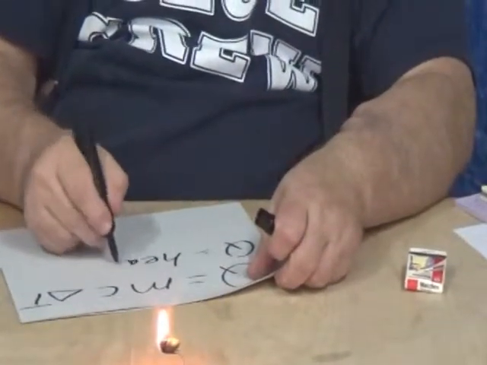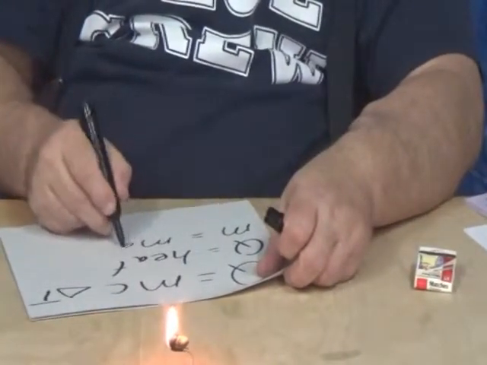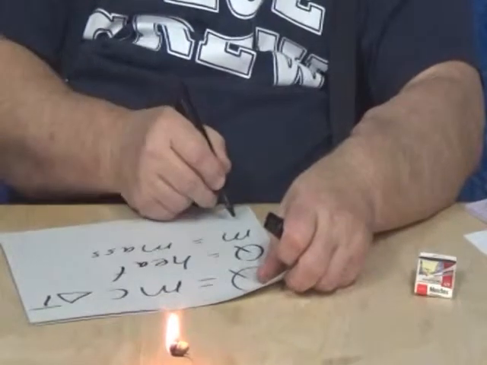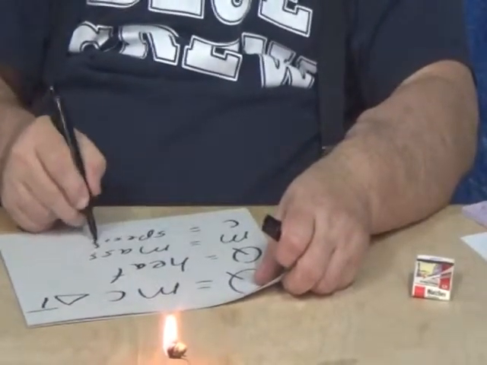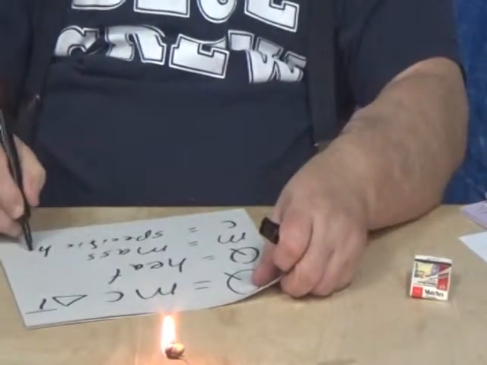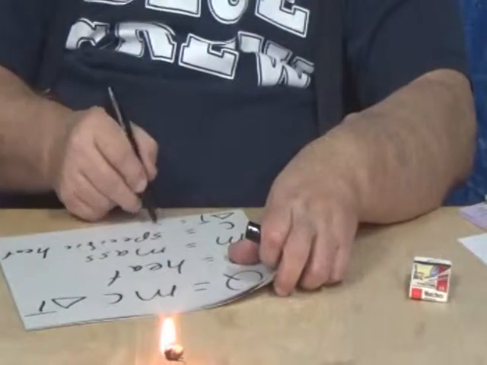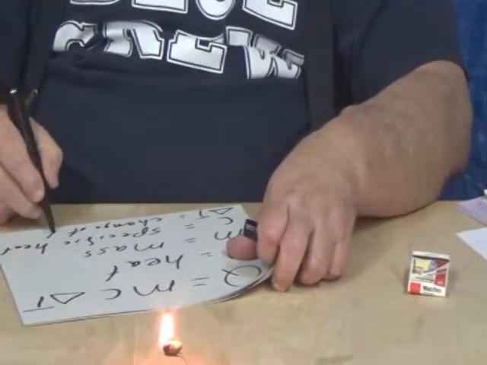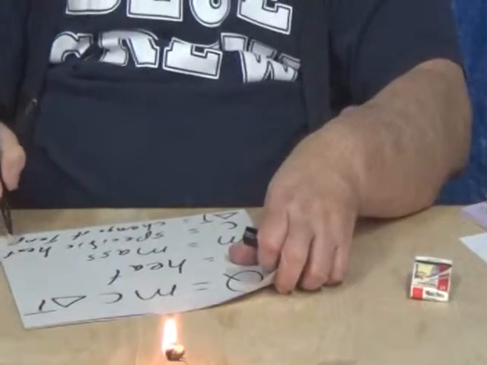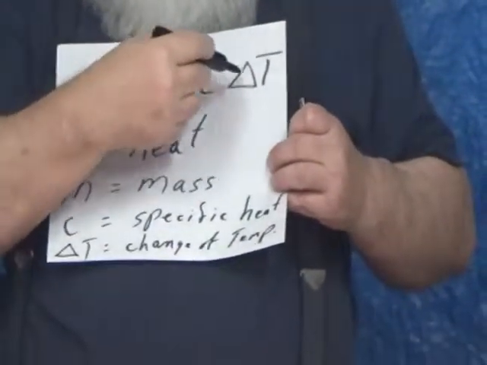is heat, M equals mass, C equals something called the specific heat, and delta T is the change of temperature. And I'll hold this up here. Q equals mc delta T.